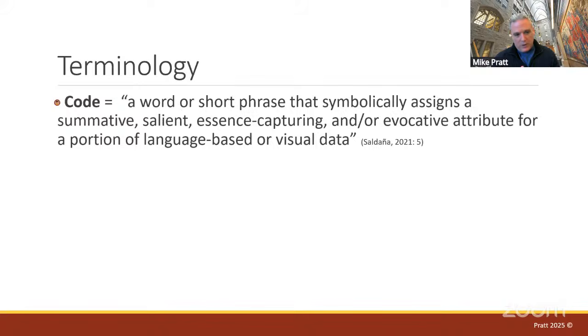It really depends on what you're coding and what you're trying to capture. The key is, I like this idea of essence capturing. What you're trying to do with the code is figure out, what's going on here? What do I see here? So you want to think of codes as trying to get at an essence. You're not just summarizing, but trying to get what's at the heart of what I'm looking at. And it can be for language-based or visual data. The examples used today will be on coding text, but you could also code video analysis as well.